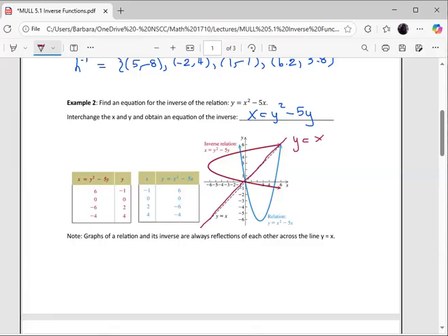So for instance, for the point (2, -6) on the relation y equals x squared minus 5x, we'll go ahead and find (2, -6), which is down here. And then we can do (-6, 2) on the inverse relation, which is over here. And so those two points are equidistant to the line y equals x, and they are reflective. So if you folded a paper over that line, you would get those two points.